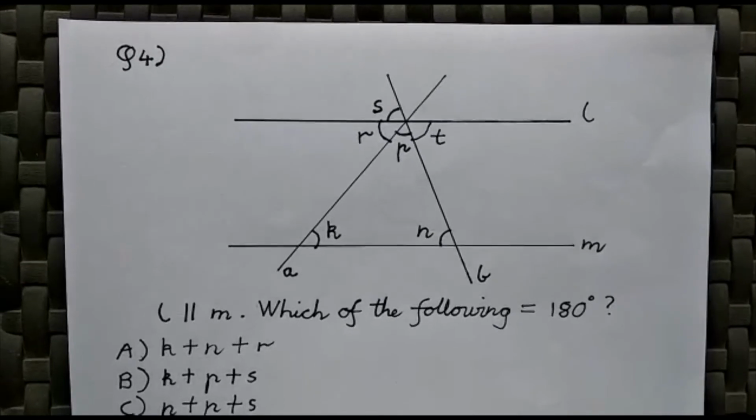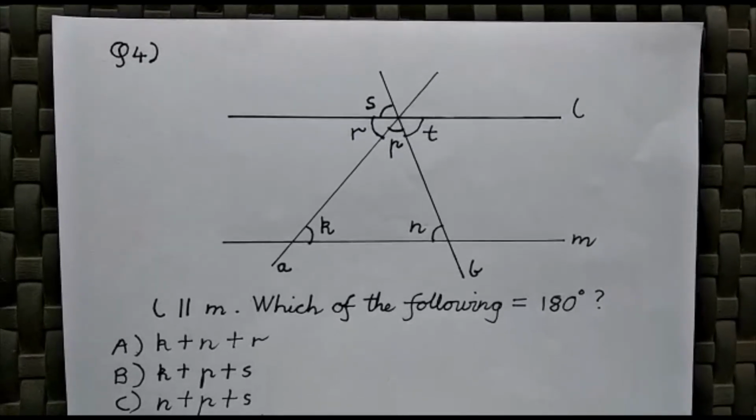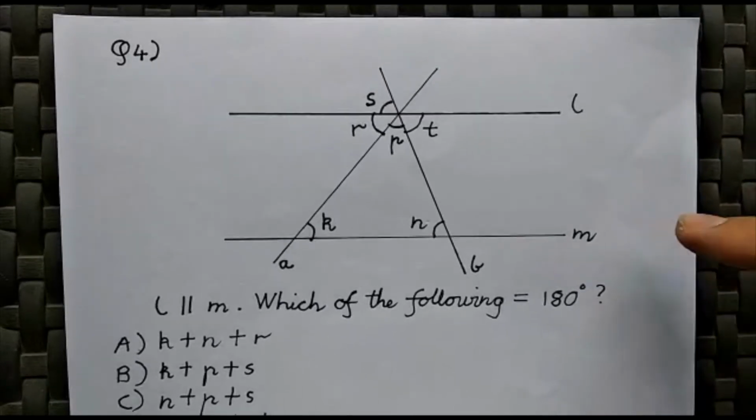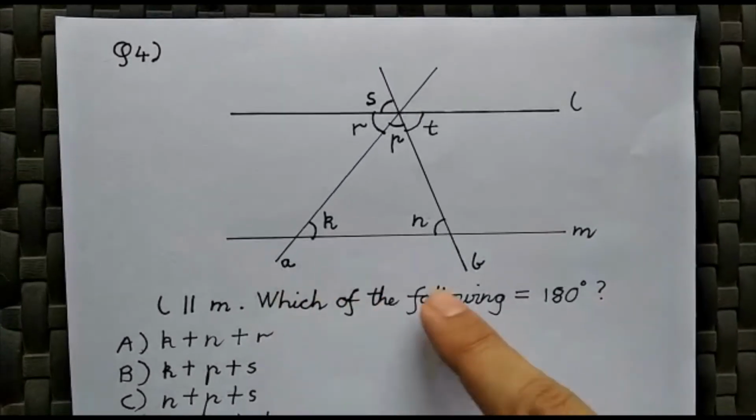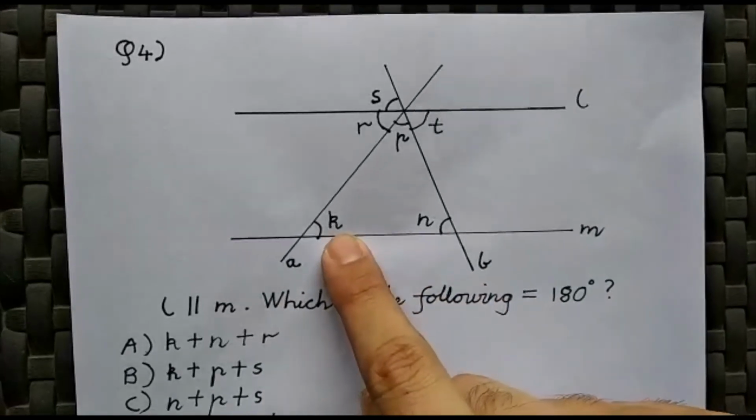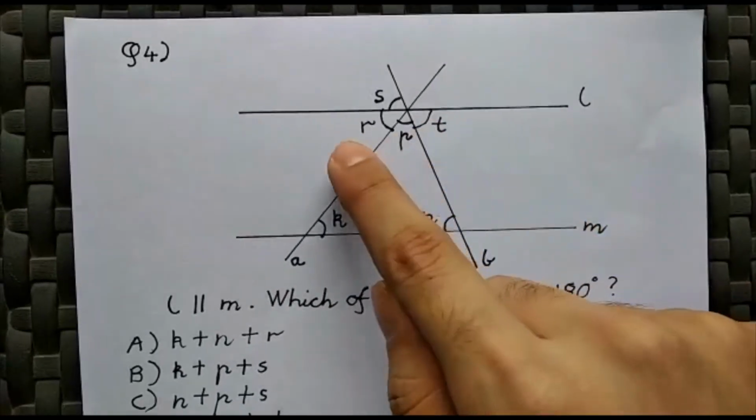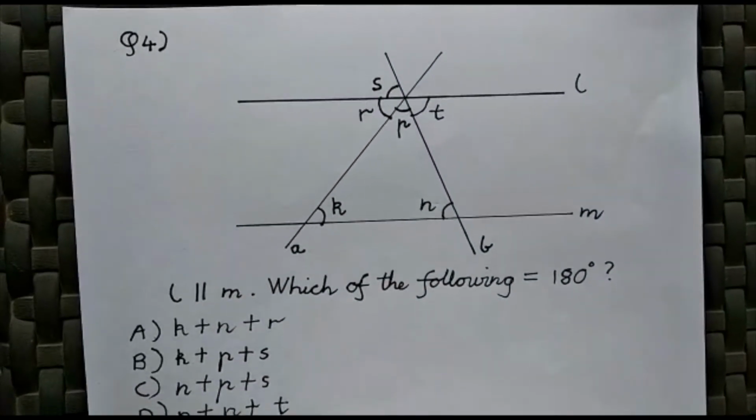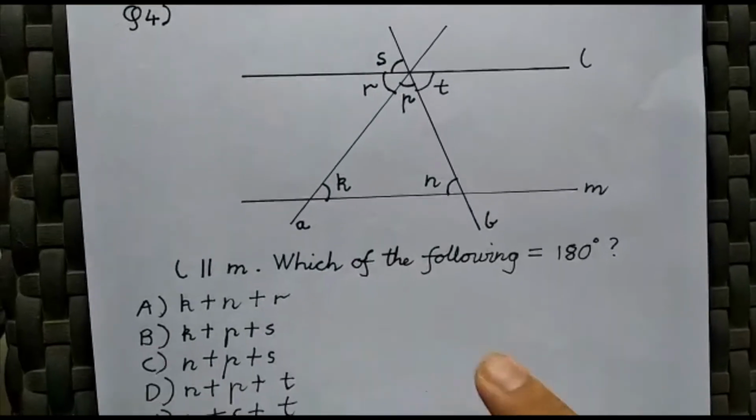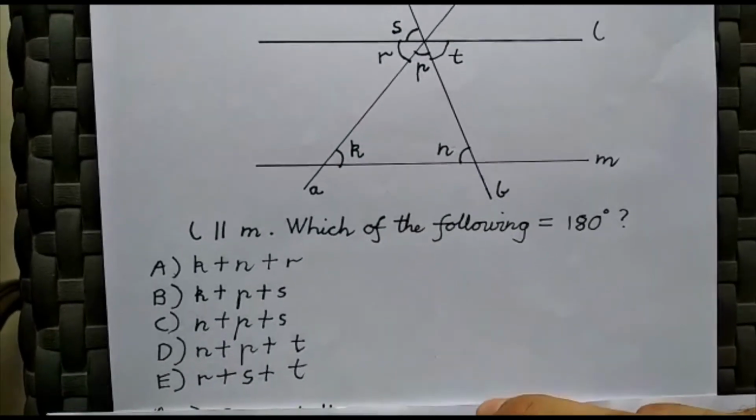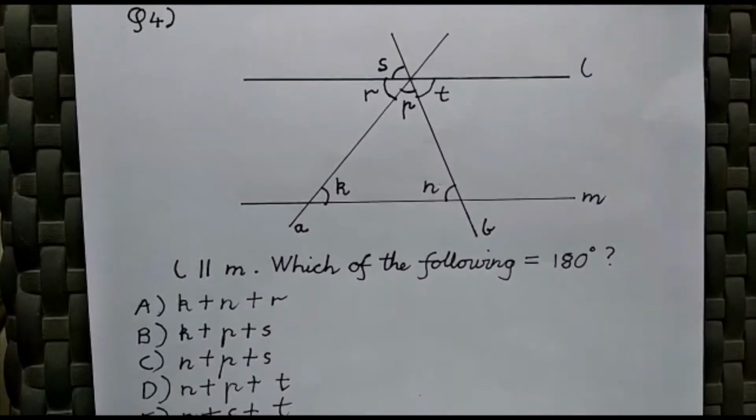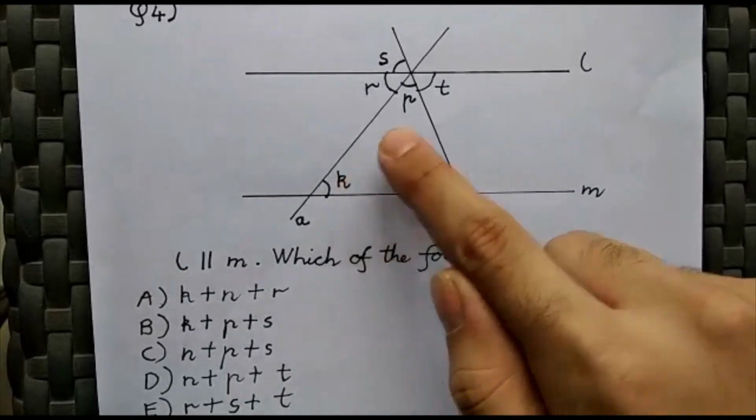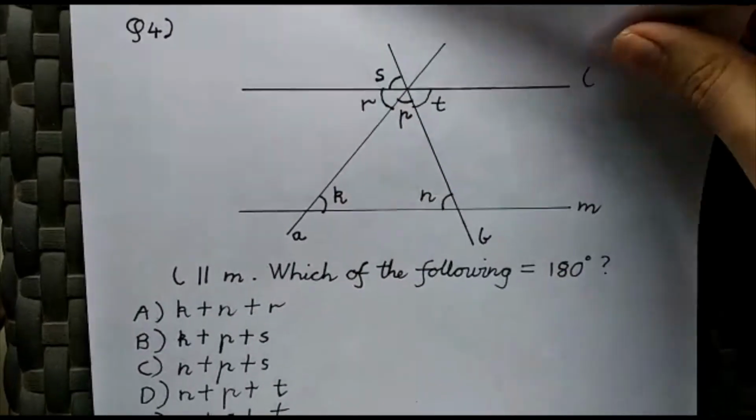Now let's move on to the fourth and the last problem of SAT Geometry 1. We are given two parallel lines here, L and M, and two transversals, which are lines A and B. The various angles are K, N, P, T, R, and S. We have to find which of these relations is equal to 180 degrees. There's one property I'll have to keep in mind, which I've said before. The sum of interior angles of a triangle is always equal to 180 degrees. Therefore, K plus P plus N is 180 degrees.